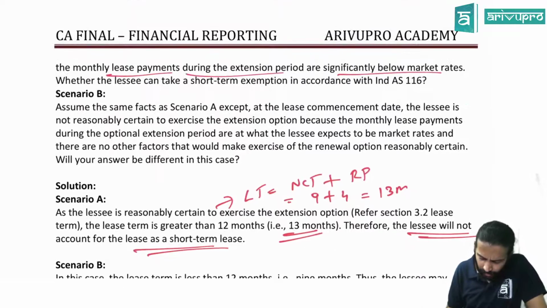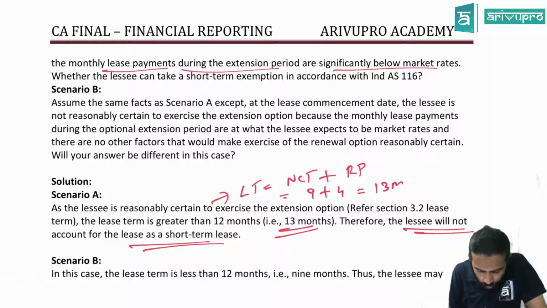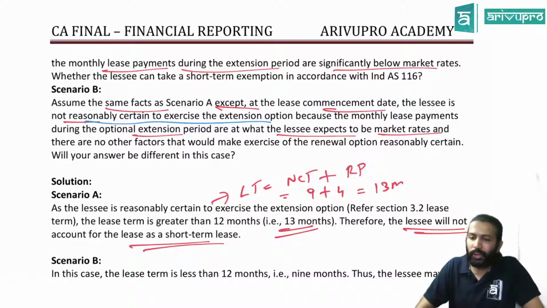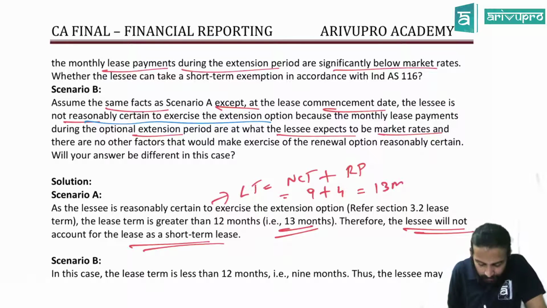You have another scenario. Can we go for it? Assume the same facts as in scenario A, except that at the lease commencement date, the lessee is not reasonably certain to exercise the extension option, because the monthly lease payments during the optional extension period are at what the lessee expects to be market rate. So we're not getting any reduction. Is it at market rate? Hence, the lessee is not reasonably certain.